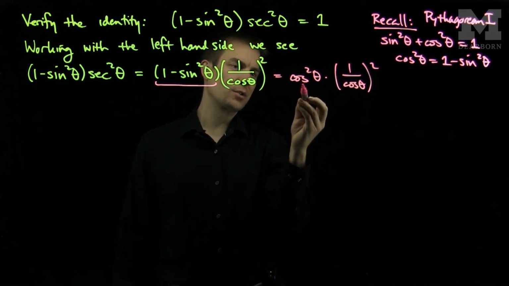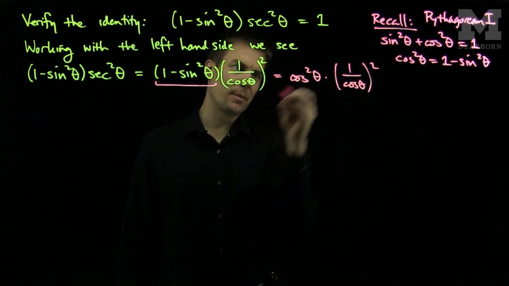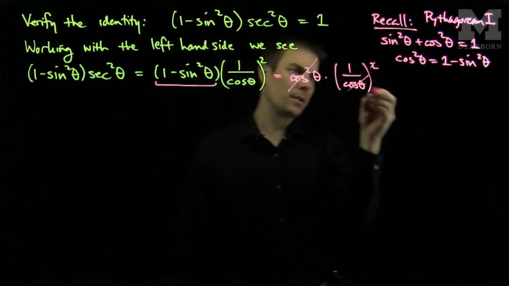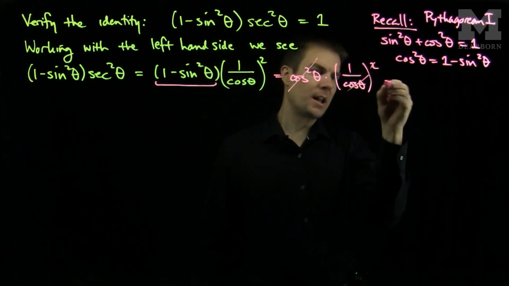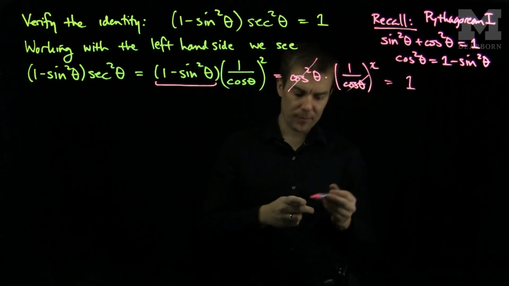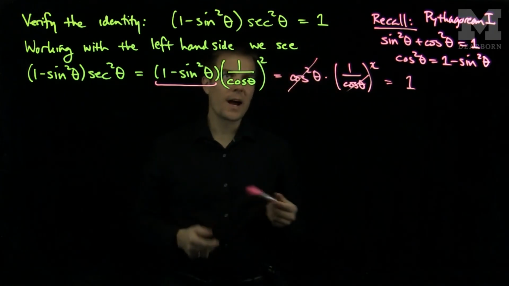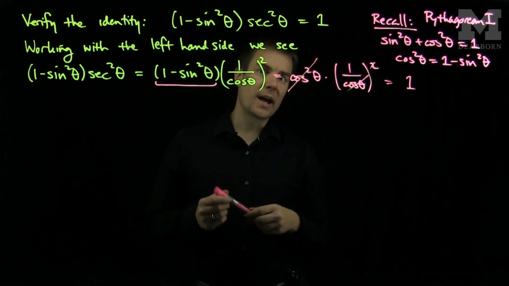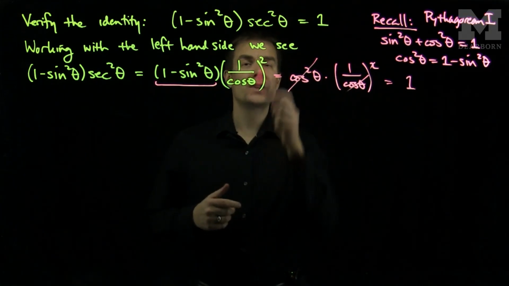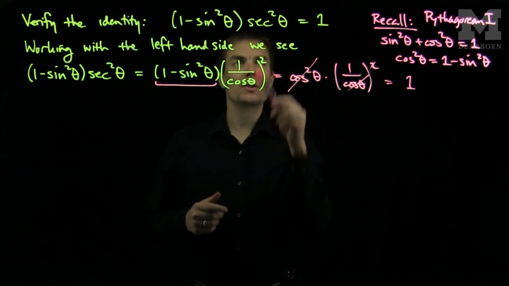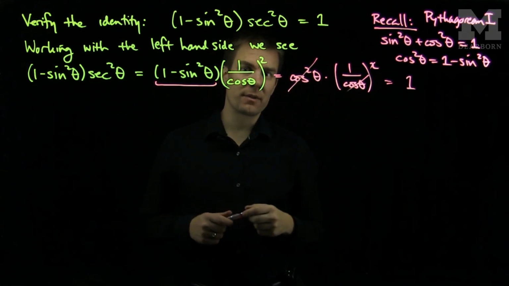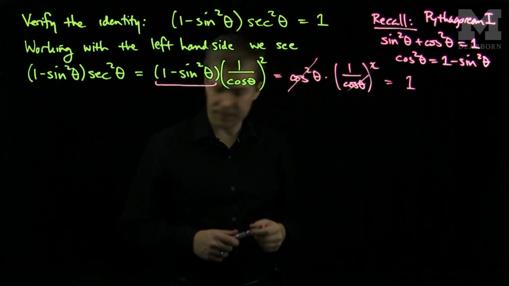And now I have a cosine squared theta on top and a cosine squared theta on the bottom. They will both cancel out, and I'll just be left with 1. So we've shown that the left-hand side is in fact equal to the right-hand side. We should make one comment that there are certain values of theta which lie outside the domain of secant, which have to be excluded from this identity. So this identity is only true for the values of theta which are in the domain of the secant function.